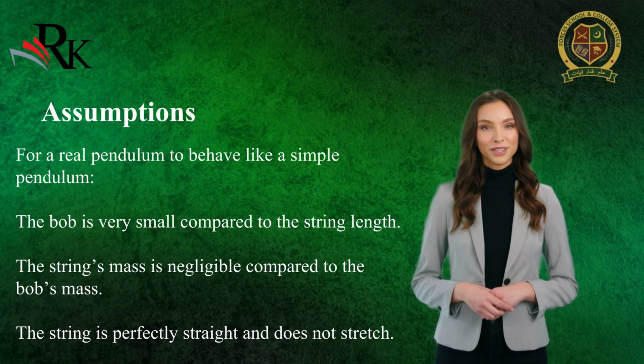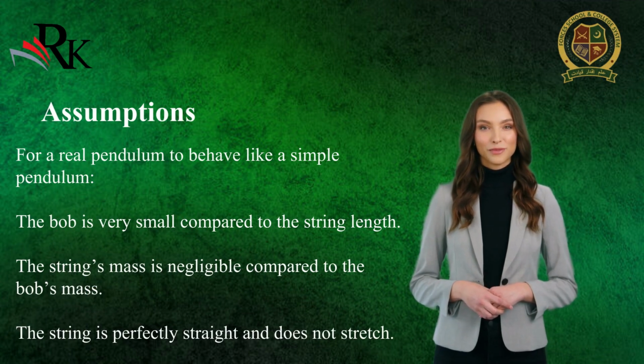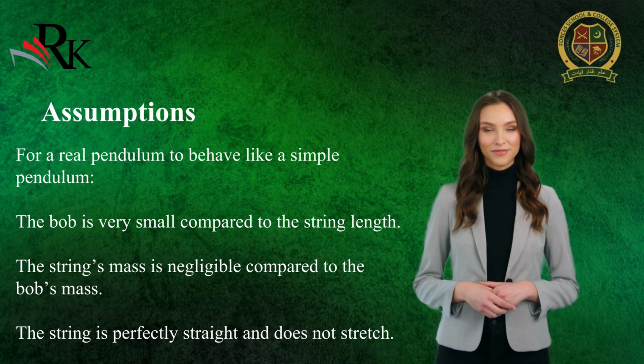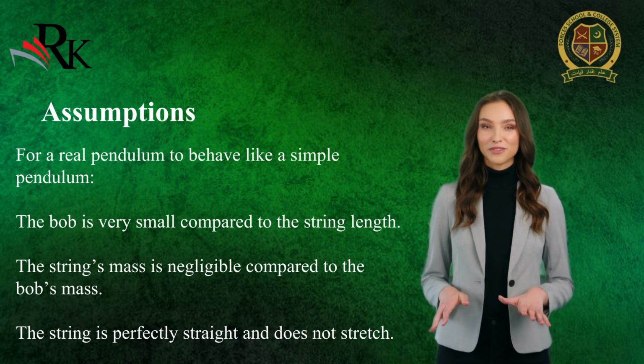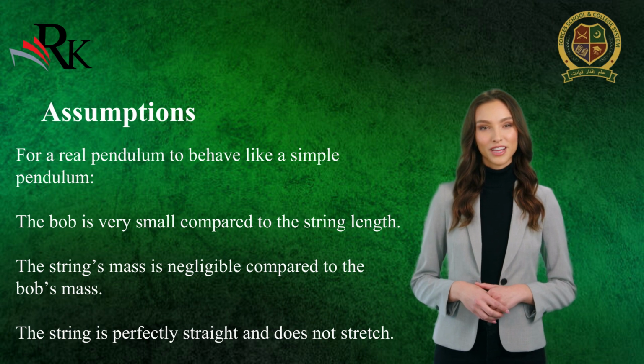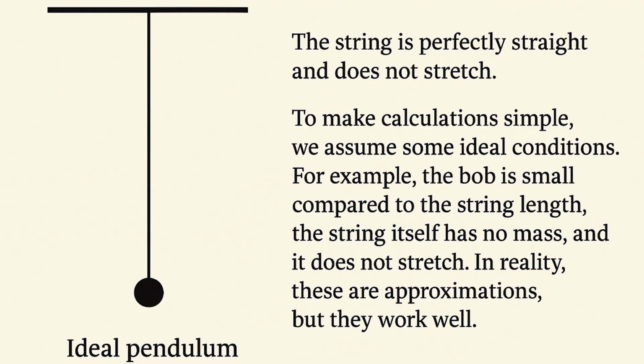Assumptions. For a real pendulum to behave like a simple pendulum, the bob is very small compared to the string length. The string's mass is negligible compared to the bob's mass. The string is perfectly straight and does not stretch. To make calculations simple, we assume some ideal conditions. For example, the bob is small compared to the string length. The string itself has no mass, and it does not stretch. In reality, these are approximations, but they work well.